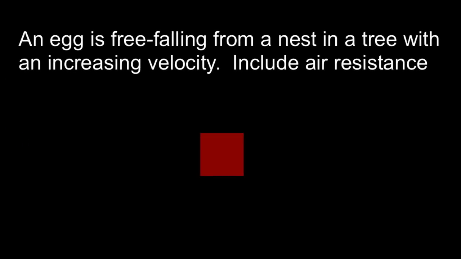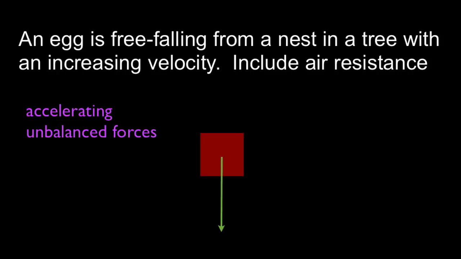An egg is free falling with an increasing velocity. We want to include air resistance. So there's our egg. It's accelerating. It's increasing its velocity downwards. It has an unbalanced force with the force of gravity. It does say to include air resistance. Now, how big are we going to make air resistance? We want it to be increasing its velocity. So the question is, is the air resistance going to be the same as the gravity force, less or more? If it's increasing its velocity, the air resistance has to be less. So you can see the way that I drew this, the force of gravity is greater than the force of the air, and that means that it's speeding up.